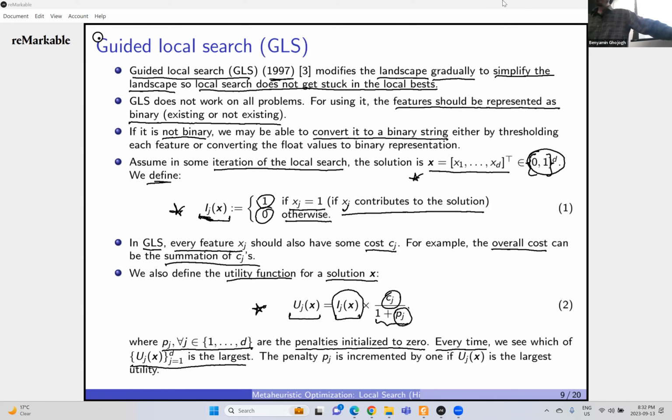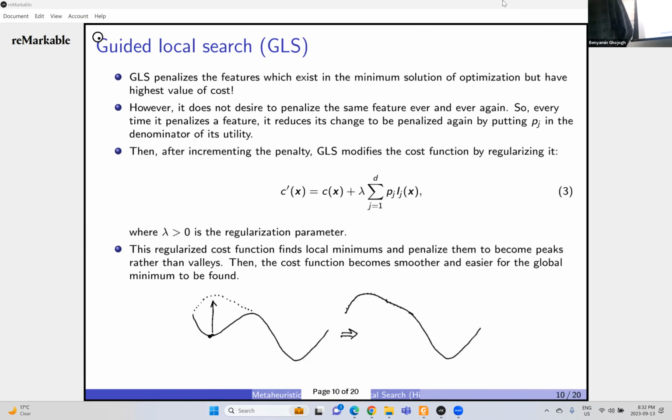And then, the idea of GLS is this: let's penalize the features which exist in the minimum solution of optimization. So what do I mean? I have some local best found by local search, and some of the features contribute to that, right? Let's penalize them because they are contributing to the local best, and I want the cost to be opposite in that area. So I penalize them. Did you understand what I'm saying?